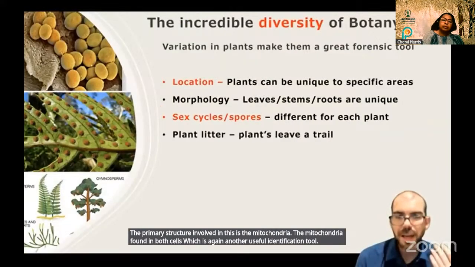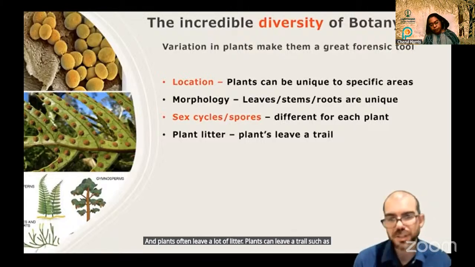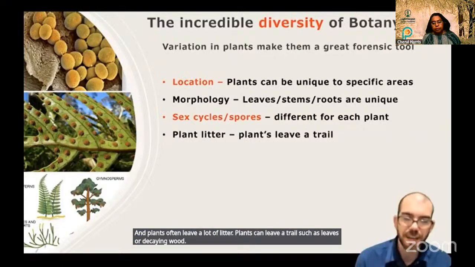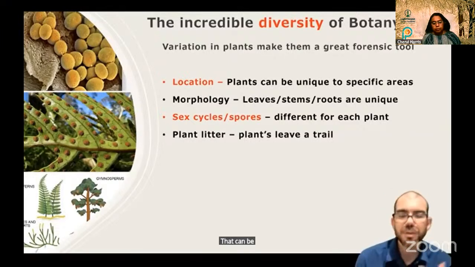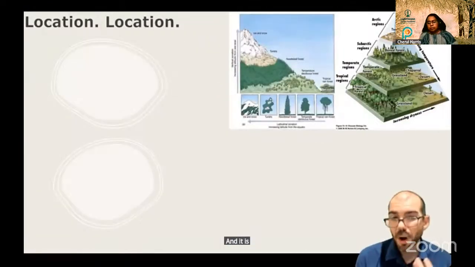And plants often leave a lot of litter. Plants can leave a trail, such as leaves or decaying wood, that can be used to track back to a specific location. And it is all about location.